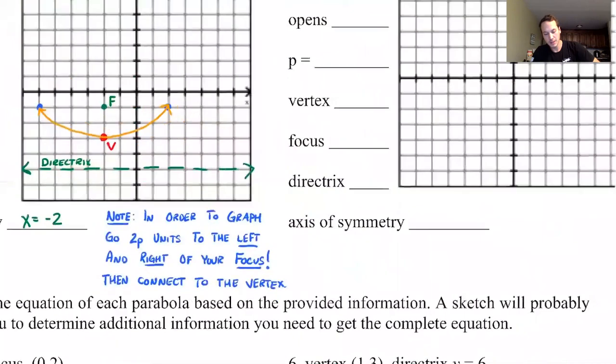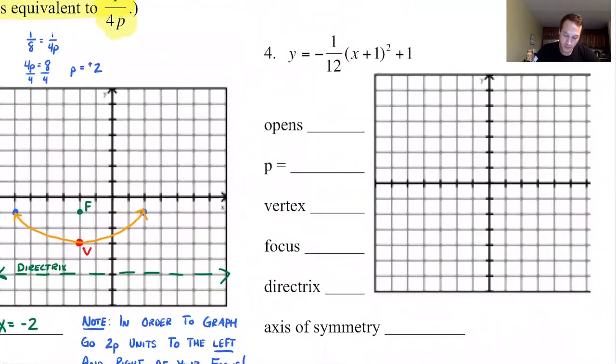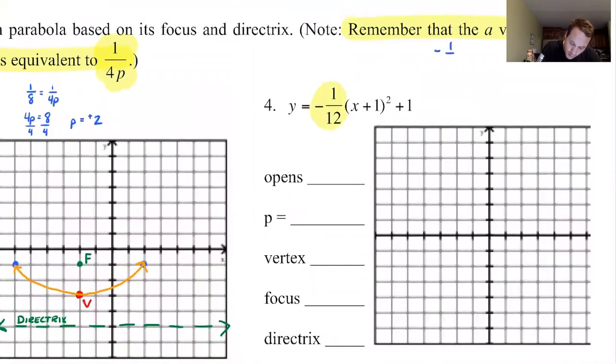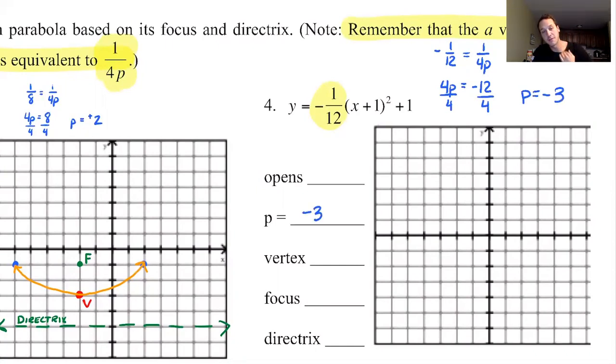Okay, so let's do one more of these ones. Now, in order to start this problem, I need to take this -1/12 and set that equal to 1 over 4p. Now, what does this do for me again? This is going to give me 4p is equal to -12, and therefore p is equal to -3. If I know that p is -3, the rest just became unlocked.